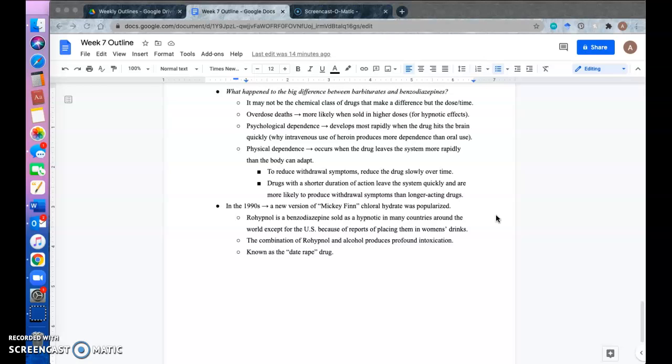Rohypnol is a benzodiazepine sold as a hypnotic in many countries around the world, except the US, because of reports of placing them in women's drinks. The combination of Rohypnol and alcohol produces profound intoxication, which is why Rohypnol, otherwise known as roofies, is known as the date rape drug.